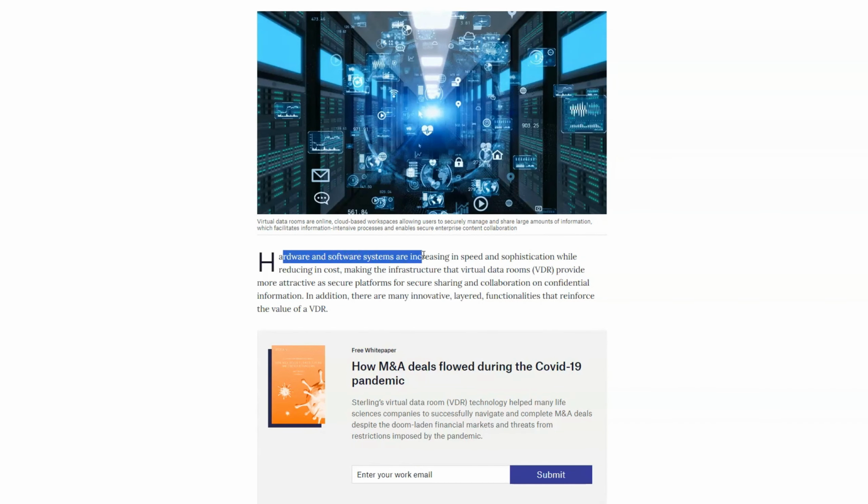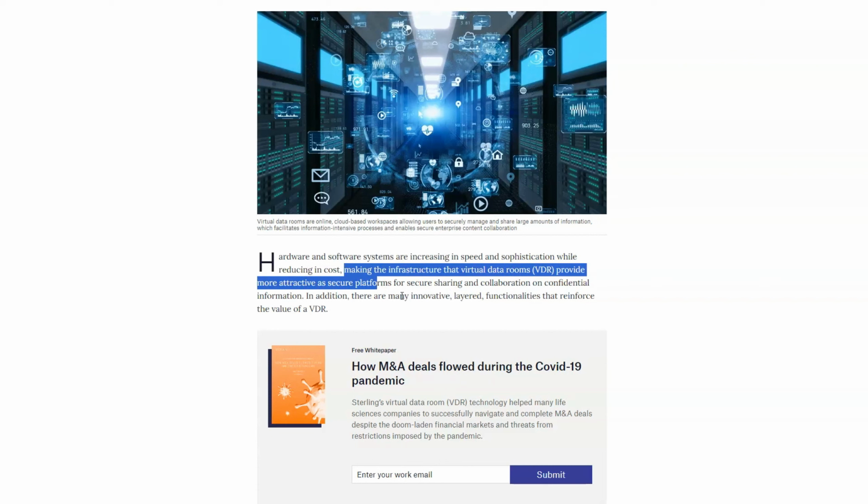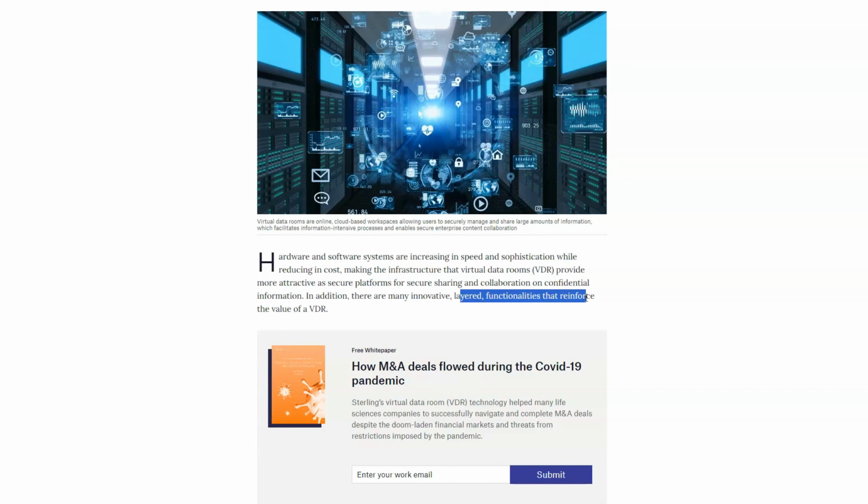Hardware and software systems are increasing in speed and sophistication while reducing in cost, making the infrastructure that a virtual data room (VDR) provides more attractive as a platform for secure sharing and collaboration of confidential information. In addition, there are many innovative layered functionalities that reinforce the value of a VDR.